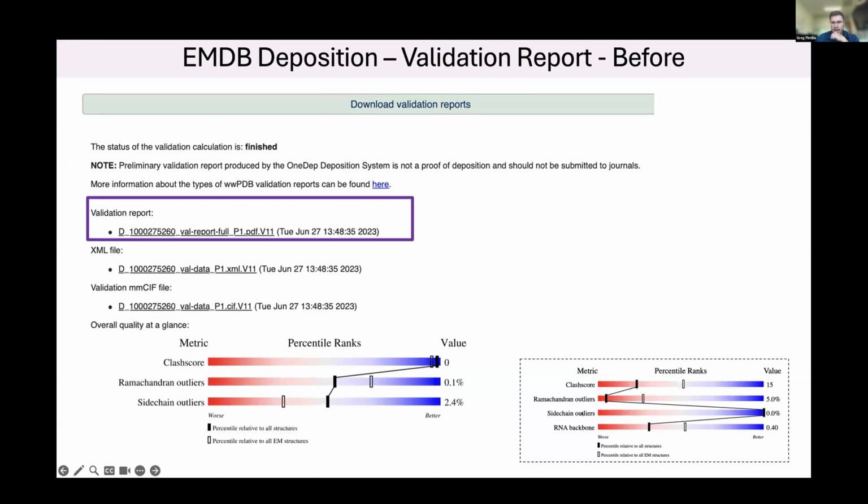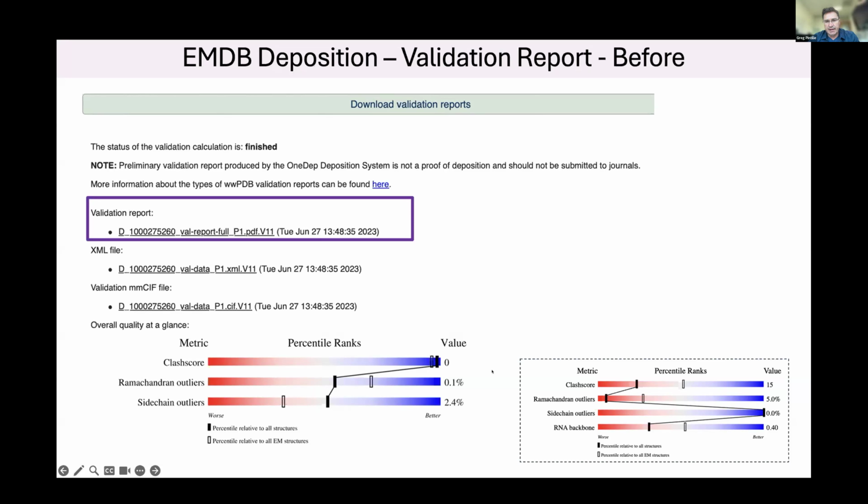If you're depositing an RNA, you also see something like this, which is the RNA backbone. Basically, what these tell you is how good this clash score is relative to other structures. In this case, the black bar is relative to all structures in the PDB, and the gray bar is relative to all EM structures. And one thing you'll notice is that so far there's been no map-model score reported for this.